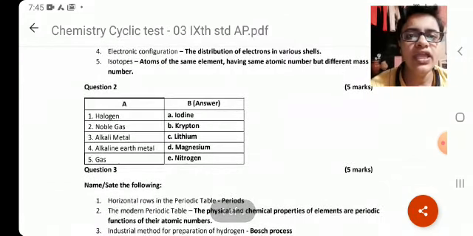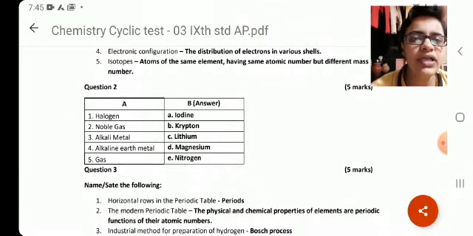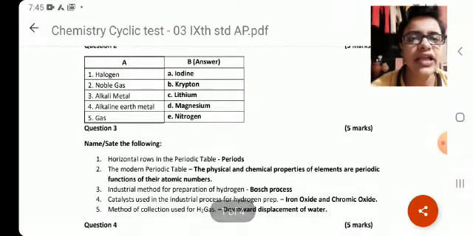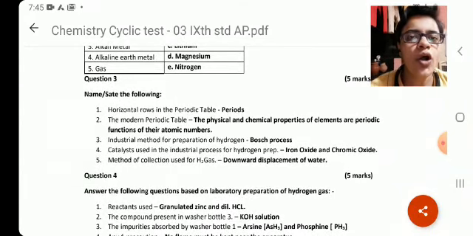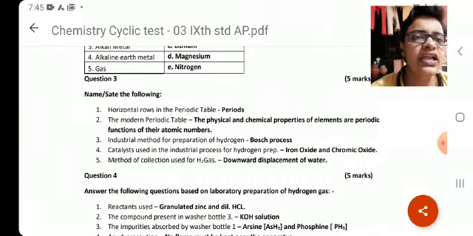Alright, let us talk about the match the following. Halogen is iodine, noble gas krypton, alkali metal lithium, alkaline earth metal magnesium, and gas nitrogen. Third question, name or state the following. Horizontal rows in the periodic table are known as periods. Modern periodic law: the physical and chemical properties of elements are periodic functions of their atomic numbers.